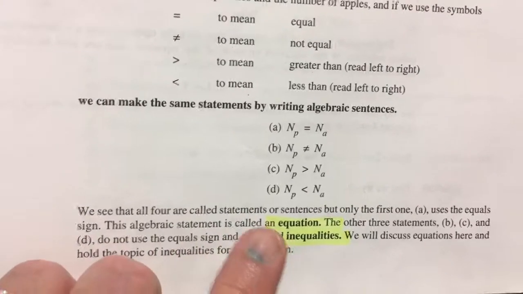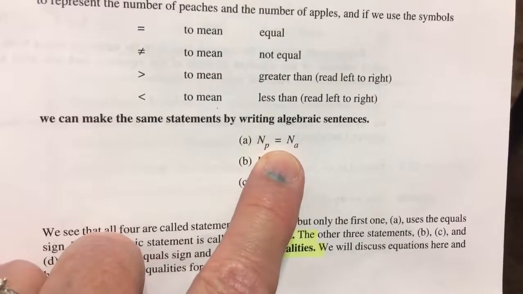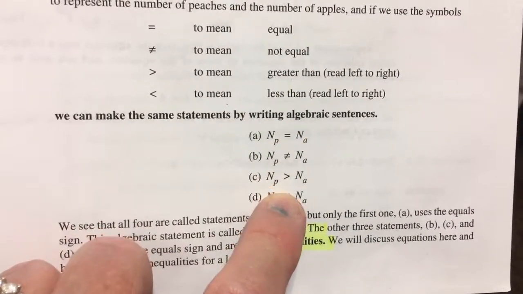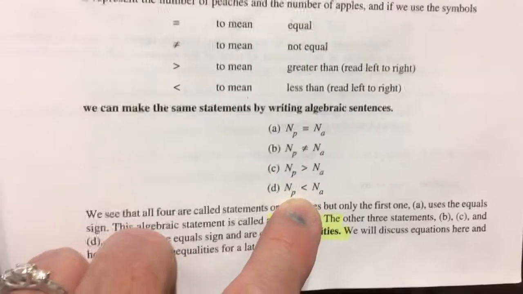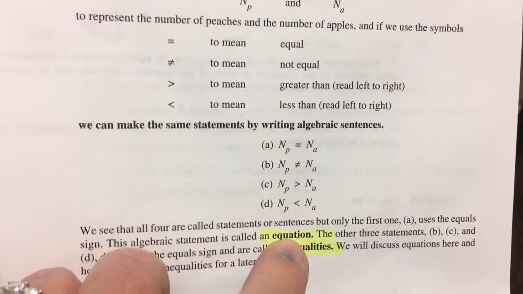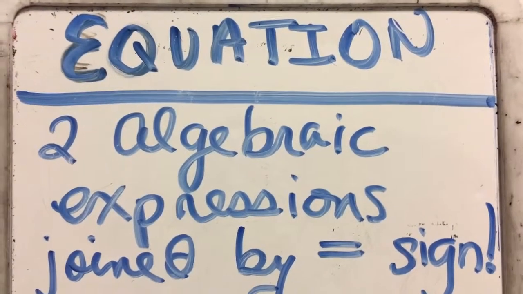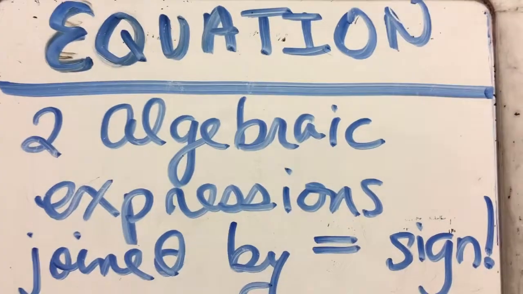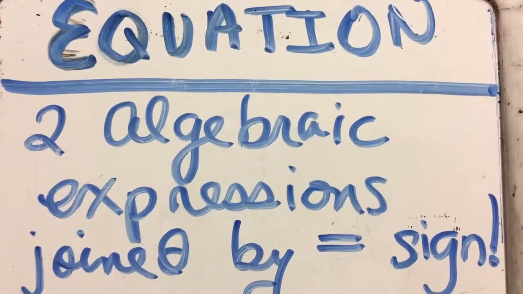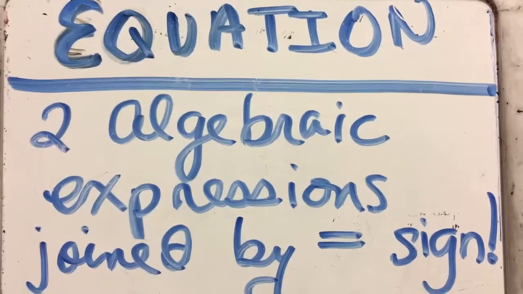So here we're going to talk about equations and inequalities. This one is an equation, and the other 3 are inequalities. This lesson is only dealing with equations. We'll be talking about inequalities in a later lesson. Okay, so now an equation is when we take 2 algebraic expressions and we join them with an equal sign. That's what an equation is.